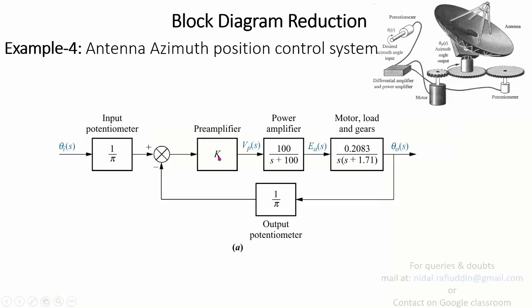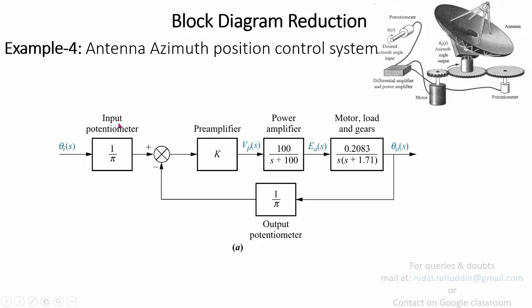Now here is an example that we saw in Unit 1. We discussed the antenna azimuth position control system. So let us try to obtain the block representation. In fact, this block diagram representation is given in Norman Nise, the book that I referred. And of course, you could see the components that correspond to different blocks.